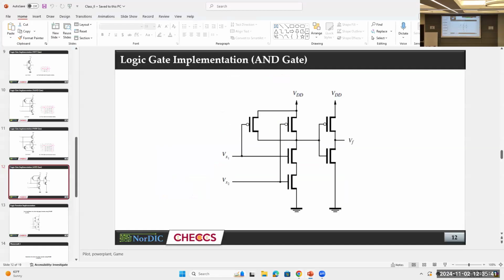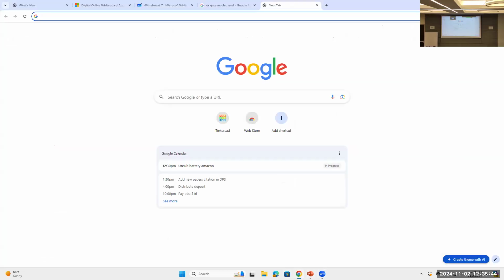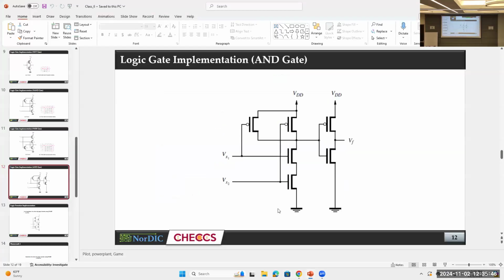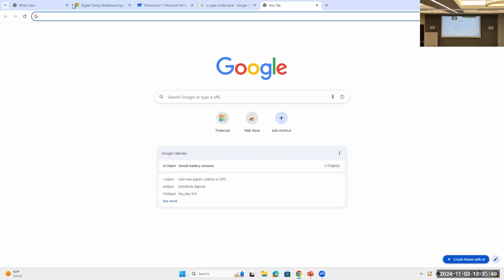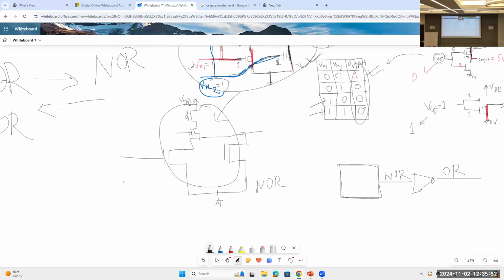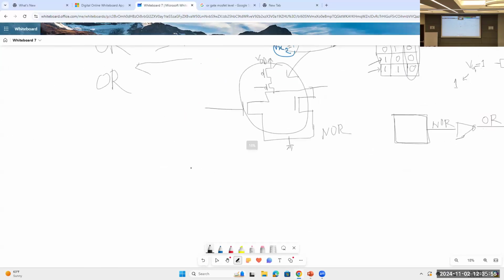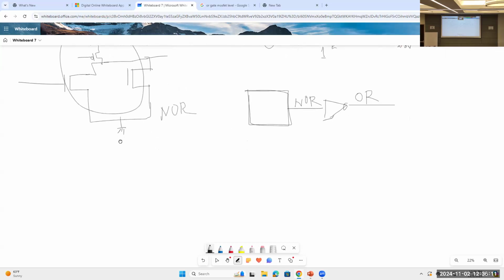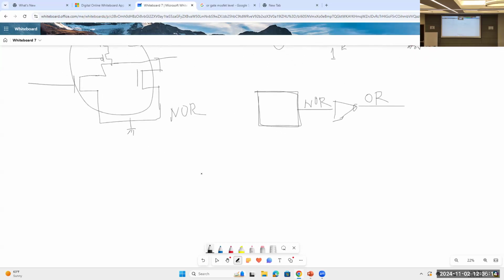In a similar fashion, making NOR gate is simpler, as I have told you. In a similar fashion, making NAND gate is simpler instead of AND. So how should the NAND gate look like? As you can see, I'm just drawing the NAND gate first. Let's draw the NAND gate circuit structure.